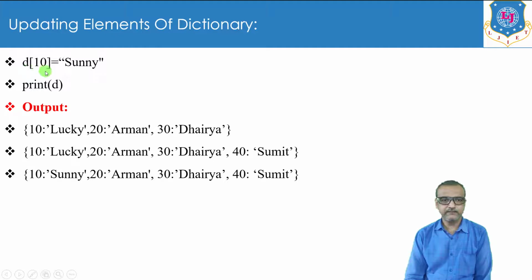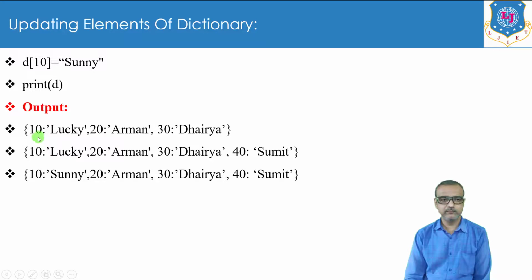Now we are assigning Sunny to key number 10, but at key number 10 we already have Lucky. So Lucky will be replaced by Sunny. Now if we print D, then what will be the output? In that case, the value Lucky, which is assigned to key number 10, will be replaced with Sunny. Now what will be the output?